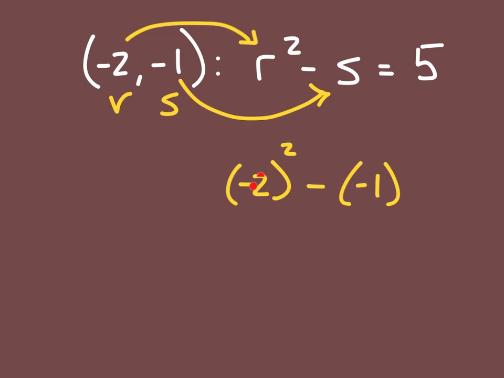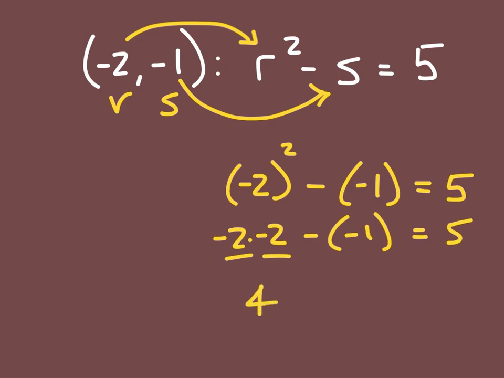And then we want to know, after we evaluate this and do all the math, do we get positive 5 out of that? If I've got -2 quantity squared, that's -2 times -2. So -2 times -2 minus a -1 is equal to 5. -2 times -2 is a positive 4. Now, when you subtract a negative, you turn that into a positive. That becomes a positive 1. And is that equal to 5? If you evaluate that and do 4 plus 1, we get 5, and that is equal to 5.